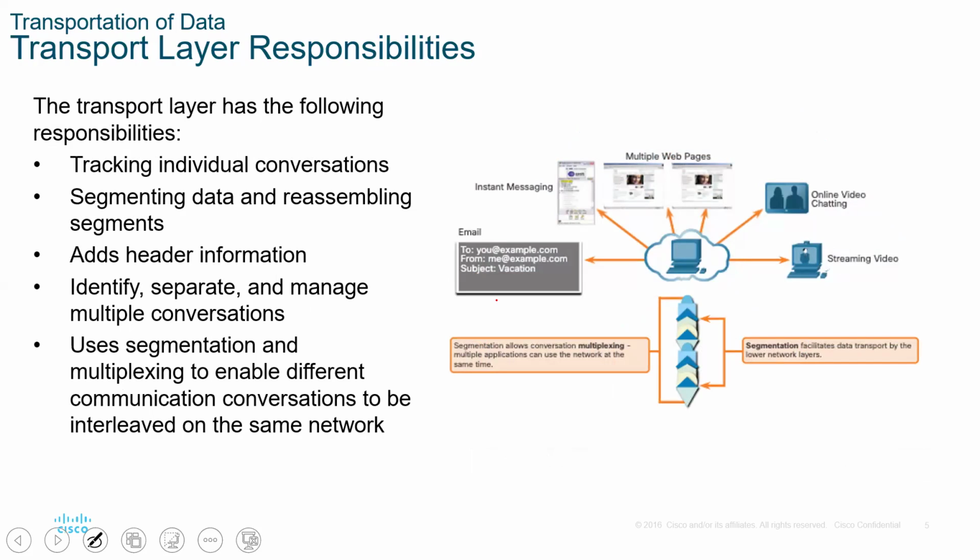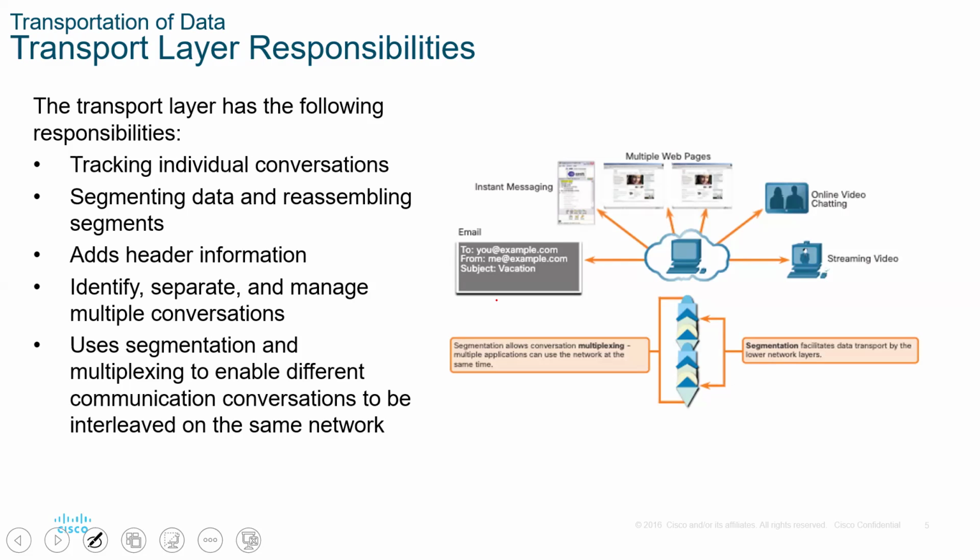When it is looking at the concept of transporting this data, it has certain responsibilities, one of which is tracking individual conversations. Because the message is sent from a source to a destination, you can track it, you can monitor it. Another thing it does is segmenting the data and reassembling it. The size of the data may be bigger than the channel that is conveying it. So it breaks it into small segments, numbers these segments, and sends the data piecemeal. When the segments reach the destination, they are reassembled. That is also the job of the transport layer.